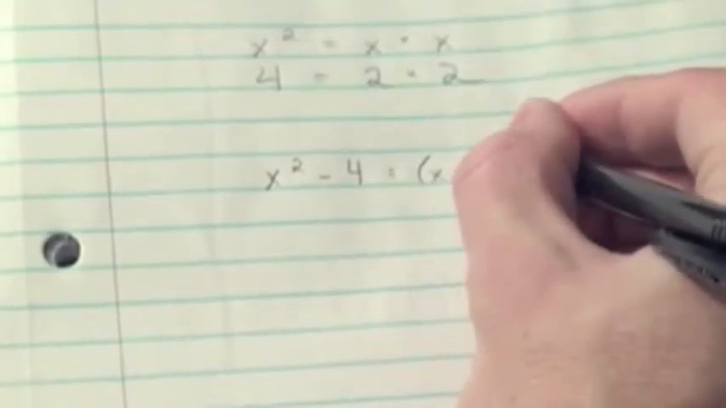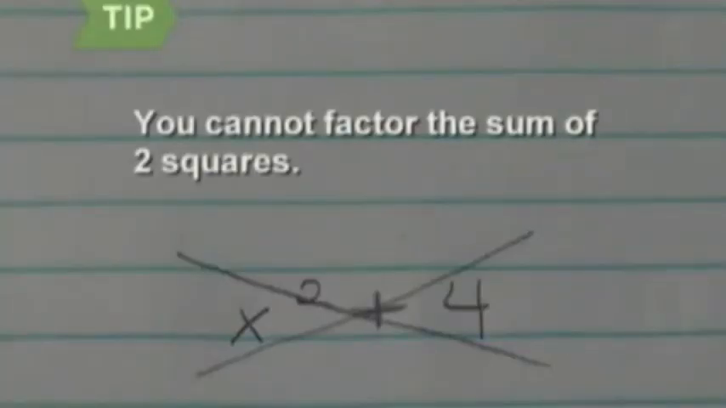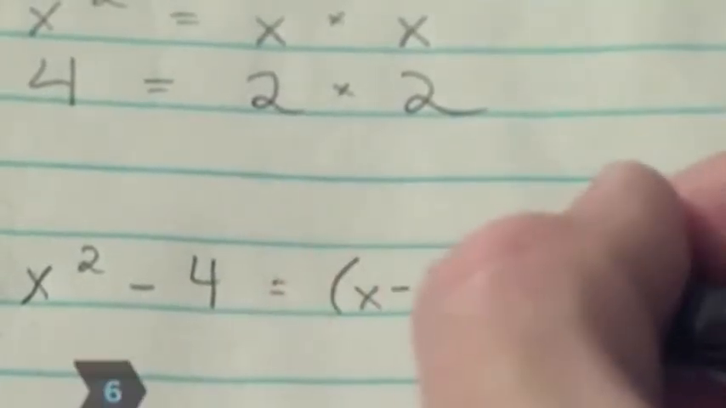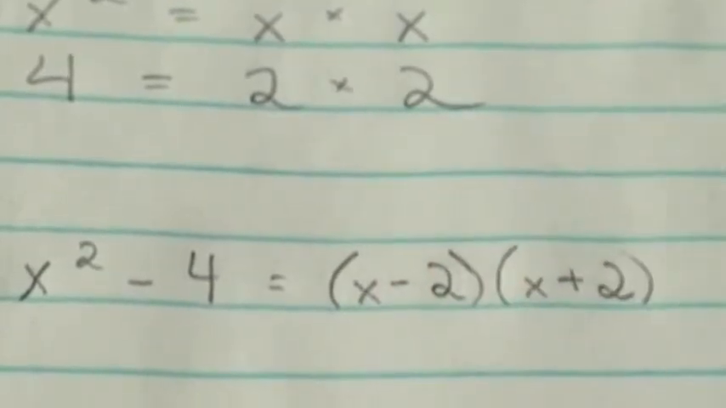On the left side of each set of parentheses, split the first square, x squared, into two x's. Since this is a difference of squares, it only works out when one term is being subtracted from another. You cannot factor the sum of two squares. Step 6. Write the second square in the right side of the parentheses. Since the second term is being subtracted, each set of parentheses must have a different sign.